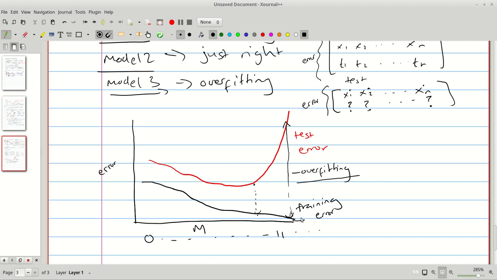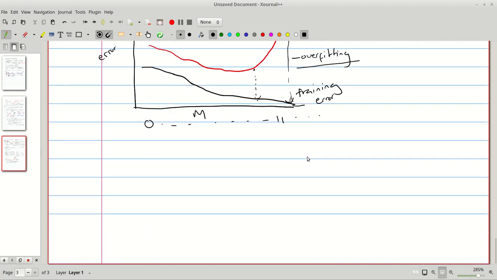So never use your training error to determine how good your model is doing. Always look at the test error. We're going to look at more complicated methods that are better at evaluating how a model is doing, such as validation, cross-validation, k-fold, and so on. But for now, this should be sufficient for you to get an idea of how to choose the right value of m. So you need to be careful when it comes to such things. That's the basic idea here.